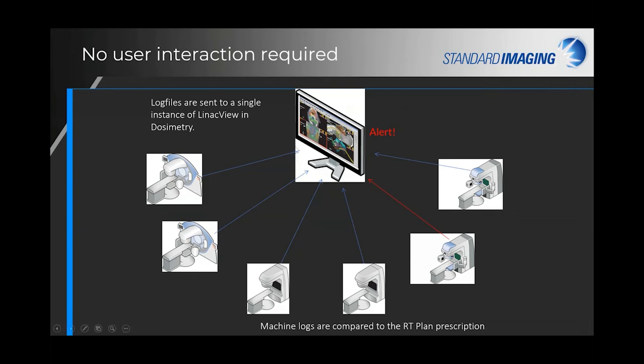This is a representation of the LinacView computer, and you have all of the Linacs at your site busily delivering plans, and all the time the monitoring is going on and these log files are being taken in by LinacView and analyzed. Then this picture shows a particular Linac has a tolerance that has been exceeded. If you have it set up for an audible alert, all of a sudden you would be hearing alert, alert, or it would be playing whatever music you have designated for the audible alert.